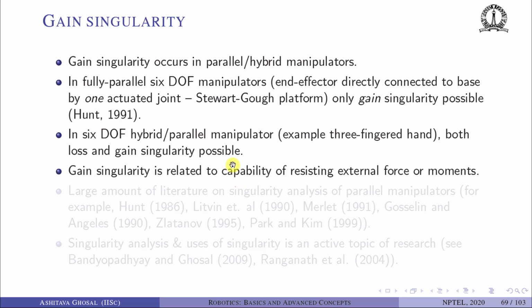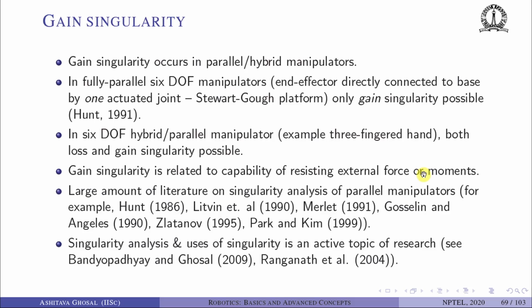So the gain singularity is related to the capability of resisting external forces or moments. This we will see in the next lecture. At a gain singularity, the manipulator cannot resist even infinitesimally small external forces. There is a large amount of literature on singularity analysis of parallel manipulators. It's a very, very important topic.